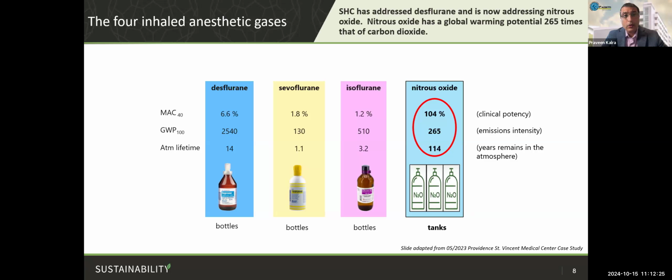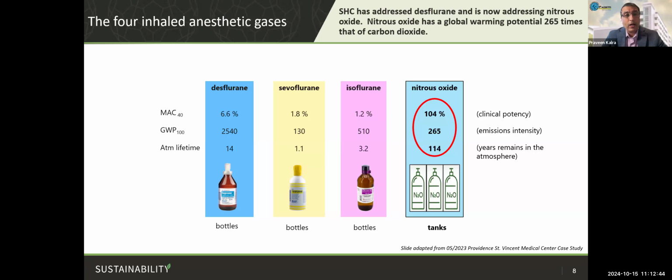Higher the MAC value, lower the potency. And as we can see, the nitrous oxide MAC value is greater than 100%, meaning it is an extremely weak gas. It is never used as a primary anesthetic agent. It is always used as an adjunct to other anesthetic gases or in combination with intravenous anesthetic agents.